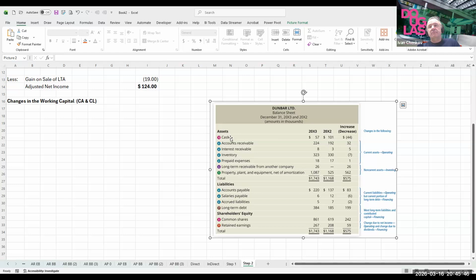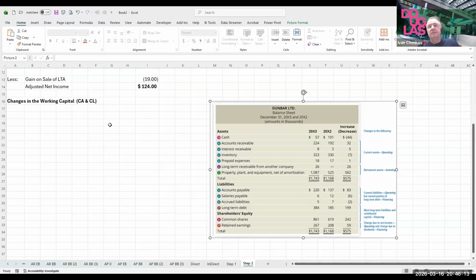The first line is cash, as you can see. We're not concerned about the cash because the purpose of the cash flow statement is to explain what has happened in the cash. As you can see, we have a decrease in cash of $4,401. The cash went down to 57. With the preparation of the cash flow statement, at the very end, we're going to find out why this happened. So cash, we're not worried about.